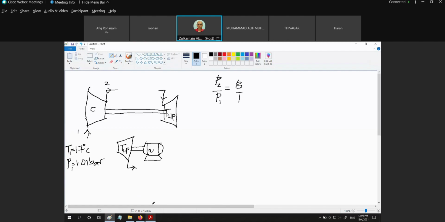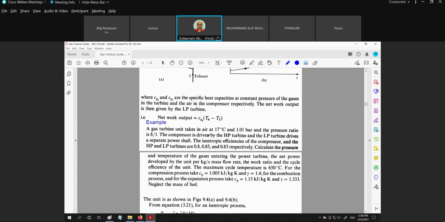Okay? And then next, the compressor is driven by the high pressure turbine. We have sketched that. And the low pressure turbine drives a separate power shaft. So on this power shaft, I have attached an electrical generator. Then we know that all 3 devices, the expansion and also the compression, have isentropic efficiency. And if we continue reading the question, calculate the pressure and temperature of the gases entering the power turbine.